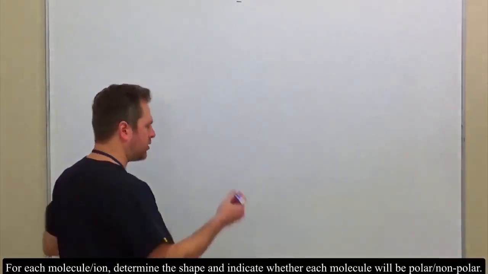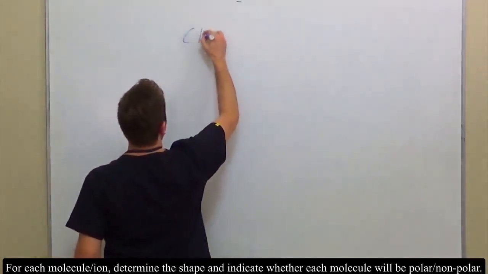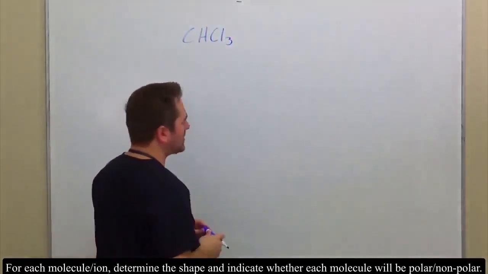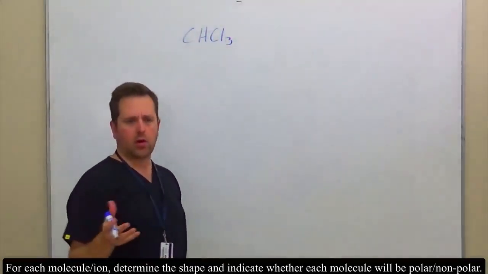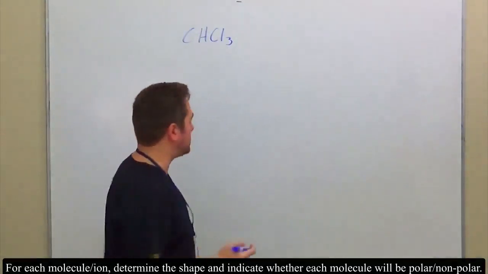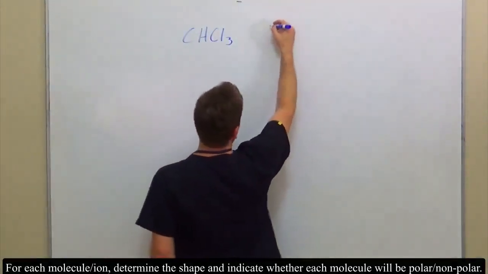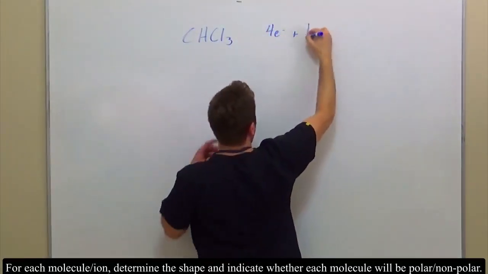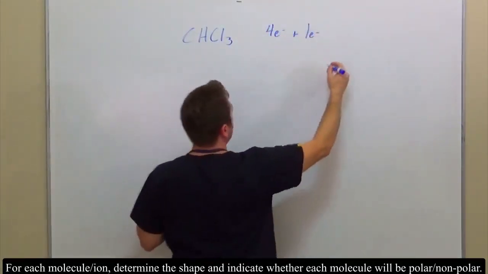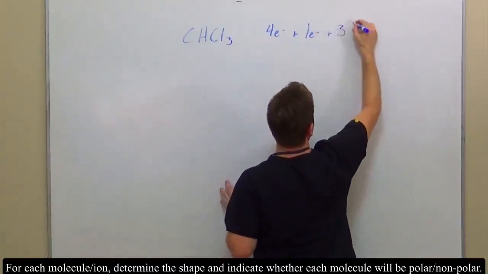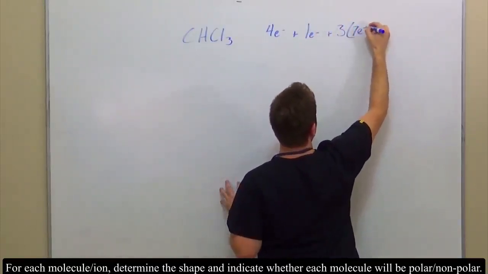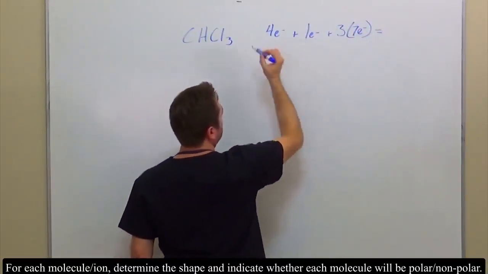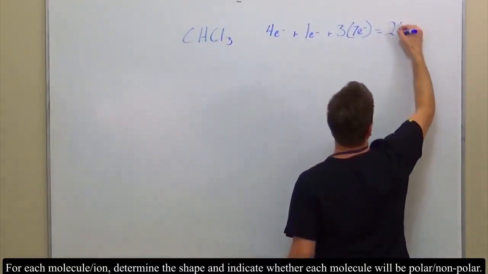CHCl3 is our next molecule. CHCl3. All right, let's go through our process and figure out our total number of valence electrons that we need to account for. Carbon is a group 4, right? Then we have hydrogen. Hydrogen just has one valence electron. And then we have 3 chlorines, and each chlorine contributes 7 electrons. So 21 plus 1 is 22, plus 4 is 26.